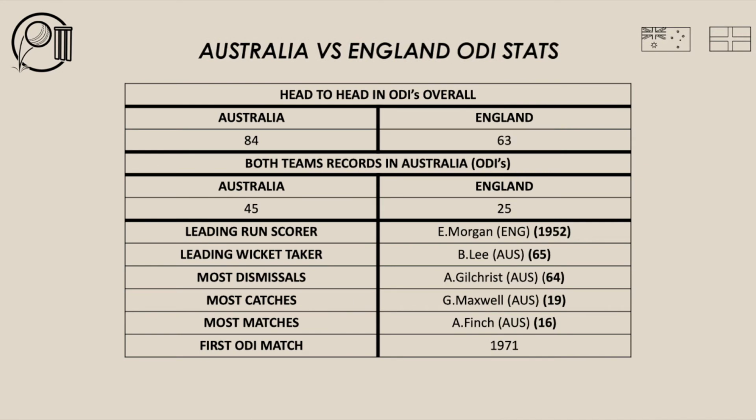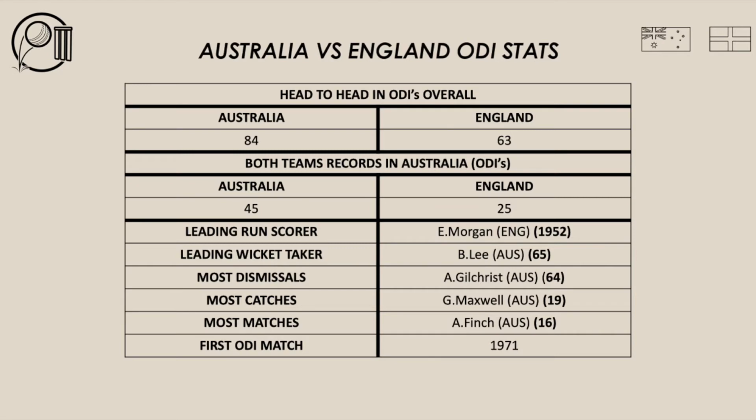Let's have a look at the ODI stats between Australia and England. Head-to-head in ODIs overall, Australia lead that, 84 to England's 63. Both teams' record in Australia in ODIs, Australia lead that as well, 45 to England's 25.